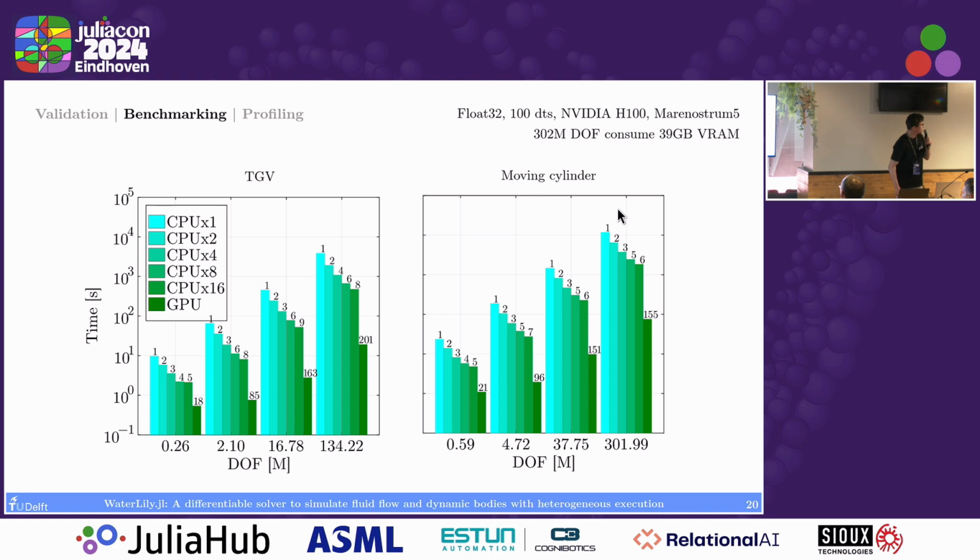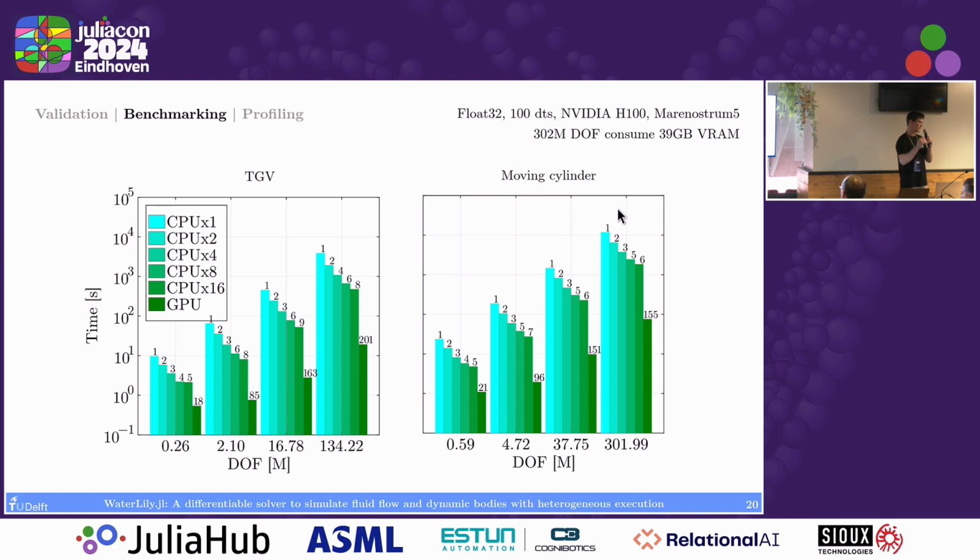And then we tested a bit on the benchmarking side. What's the speedup we get when we run on a multi-threaded CPU or on a single GPU compared to the serial execution? Here I'm showing the Taylor-Green vortex on the left and the cylinder on the right, because the sphere is very similar to the Taylor-Green vortex since the body is fixed. And you can see that we have speedups, which are the small numbers on top of the bars, up to 8 times faster for the 16 multi-threaded.